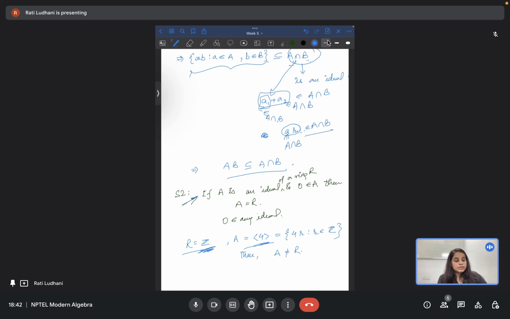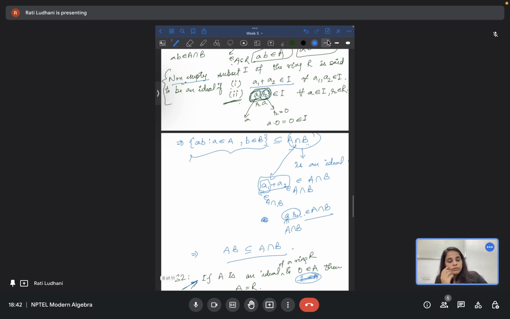this becomes true when you say that 1 belongs to A. If 1 belongs to A, then A is always R, because 1 is the multiplicative identity. So because of this property, you just take 1 here and take any element R, then 1 into R belongs to A. You can choose R to be any element of your ring. So that means all the elements of the ring are in your ideal, so this has to be equal.